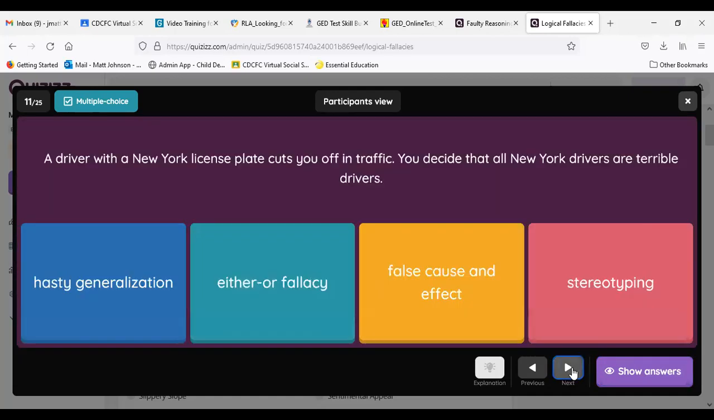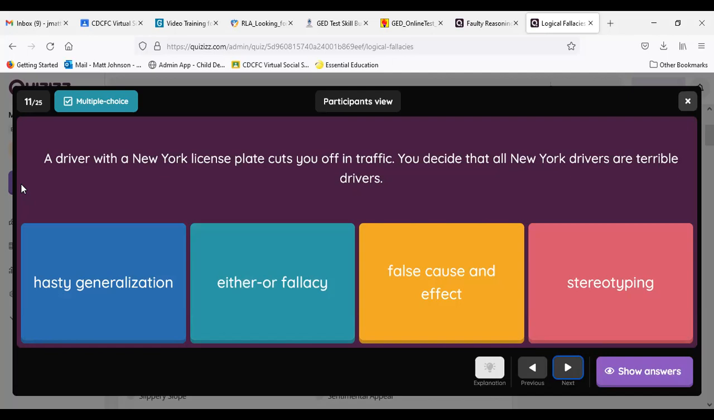All right. Let's see, Sasha Gay, you want to try that one? A driver with a New York license plate cuts you off in traffic. You decide that all New York drivers are terrible drivers. Stereotyping. That should be stereotyping.